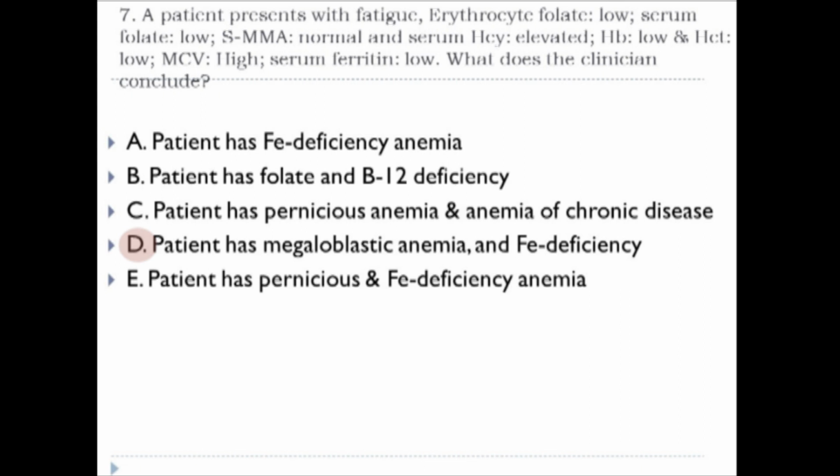Now, what about iron deficiency anemia? Well, hemoglobin is low, hematocrit is low, and serum ferritin is low. All three of these together confirm that it's a low iron intake or a low iron status.